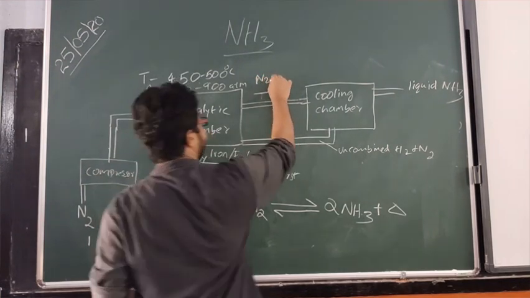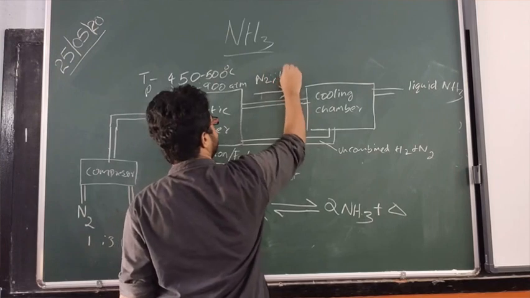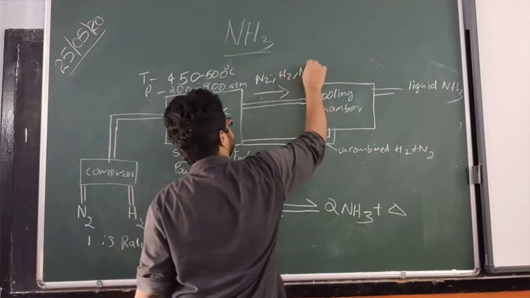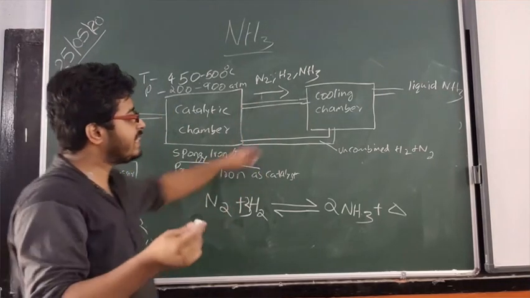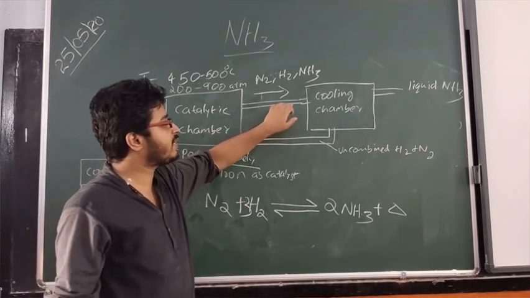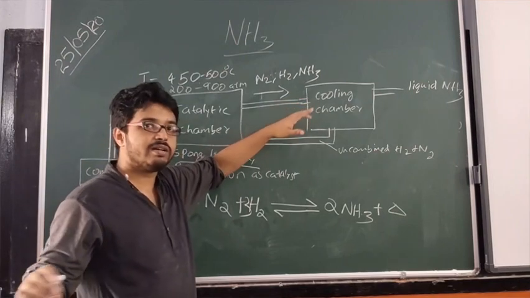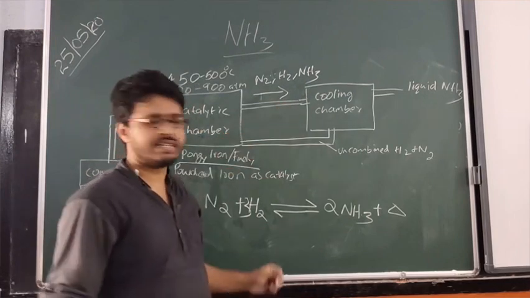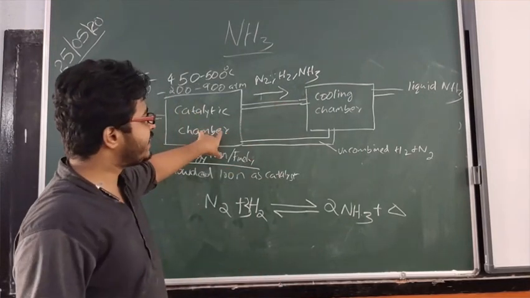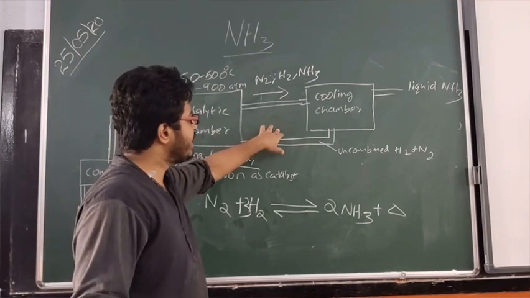So it is a mix of three gases, N2, H2 and NH3. All these three gases will be transferred to the next chamber. That chamber is called the cooling chamber. Okay, so what happens here? What happens in the cooling chamber is this.